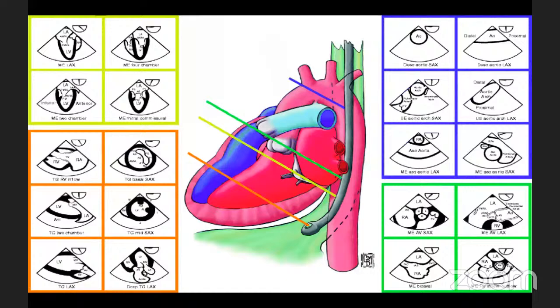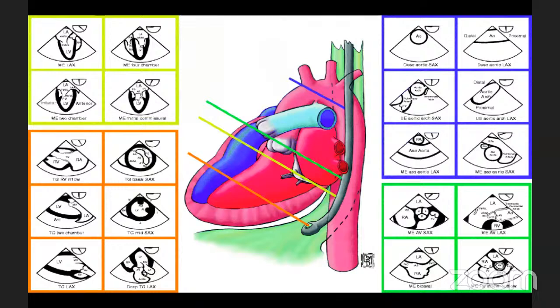You have the descending aorta in the short axis and the long axis. If you push it a little bit down and change the angle, you get different views, but the upper esophagus will give you good images to assess the ascending and descending thoracic aorta. If you push it a little bit down to the mid-esophagus, you can assess the short axis view, what's called the mid-esophageal short axis view.